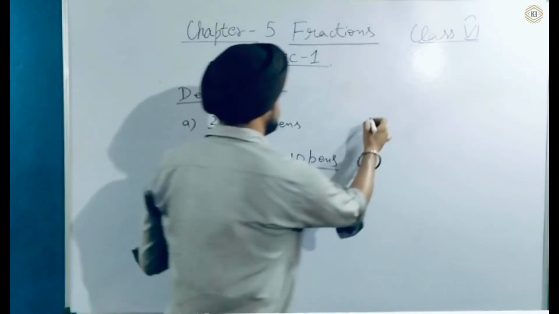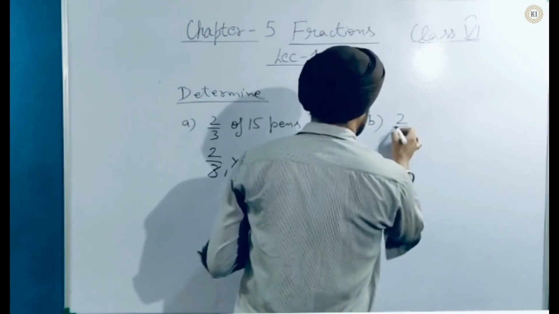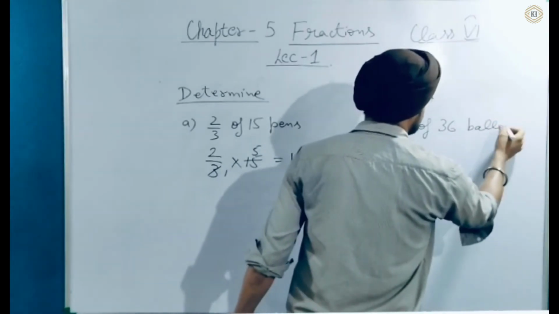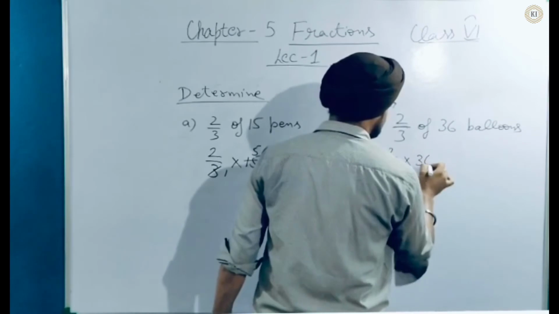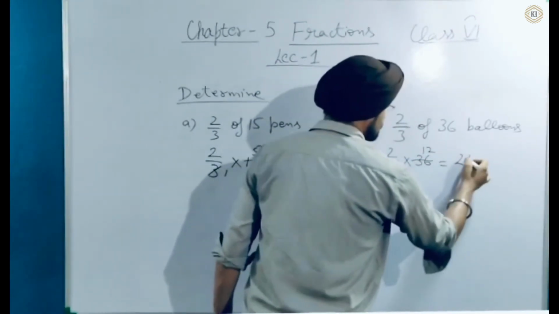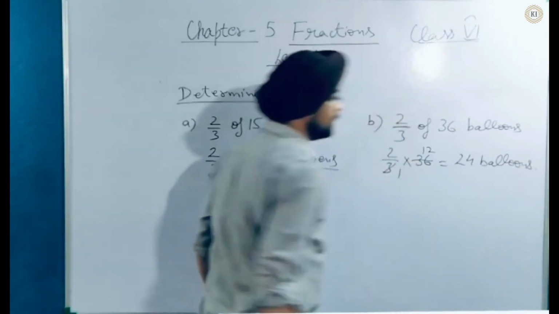Second question, see here, B part of this: 2 by 3 of 36 balloons. So 2 by 3 multiply 36. So 3 ones are 3, 3 twelves are 36, 2 twelves are 24. So the answer will be 24 balloons.